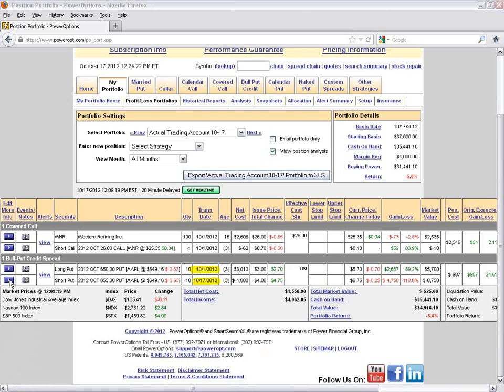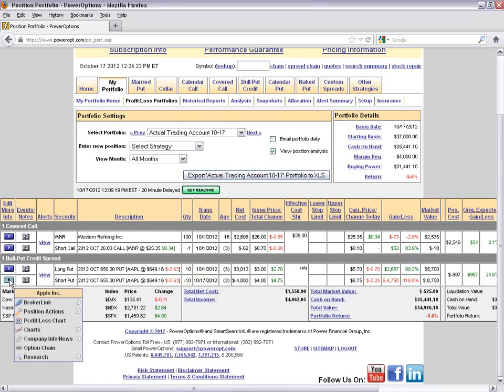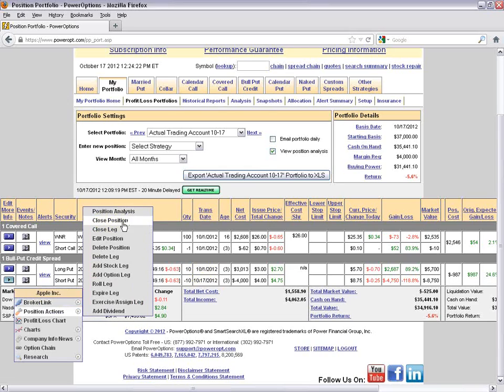First column here, a little blue button next to the leg that I want to edit. We're going to go to Position Actions, and here, of course, is where you can see that we'll do our adjustments. You can choose to close the position, close the leg, edit the position, delete leg, and so forth. Rolling the leg individually, or we'll expire the position or close the position when we hit expiration if the options are going to expire worthless.